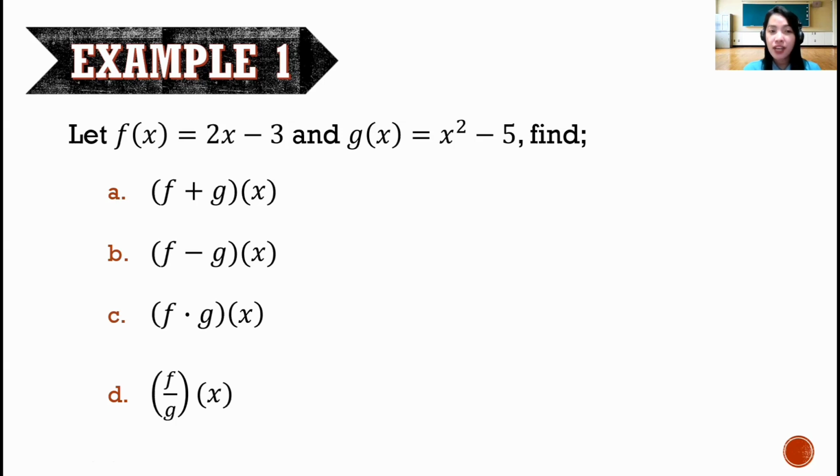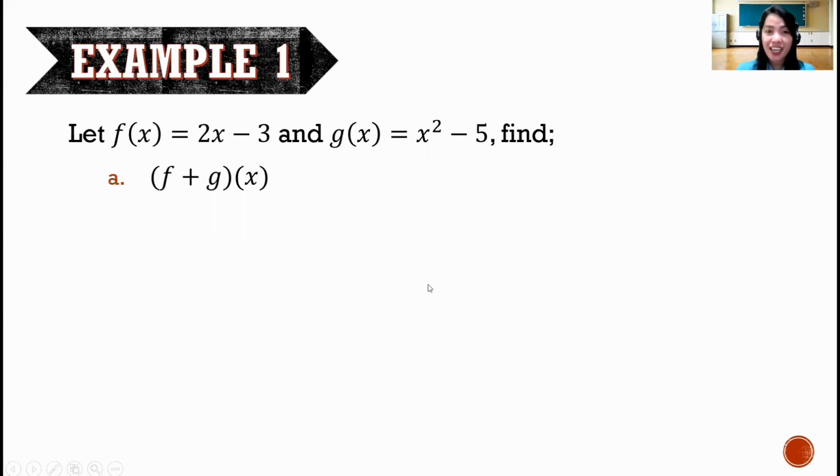For letter A, ang given na sign ay plus, so ibig sabihin ang gagamitin natin ay addition on functions. For letter B, the sign is minus, ang gagamitin natin ay subtraction. For letter C, we have here dot, ibig sabihin this symbol is for multiplication, and letter D, given this format, f is the dividend and g is the divisor. So, ibig sabihin, ang gagamitin natin dito ay division on functions.